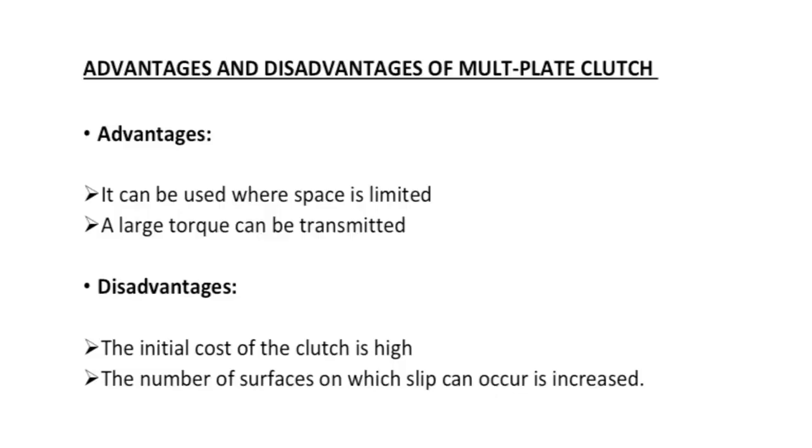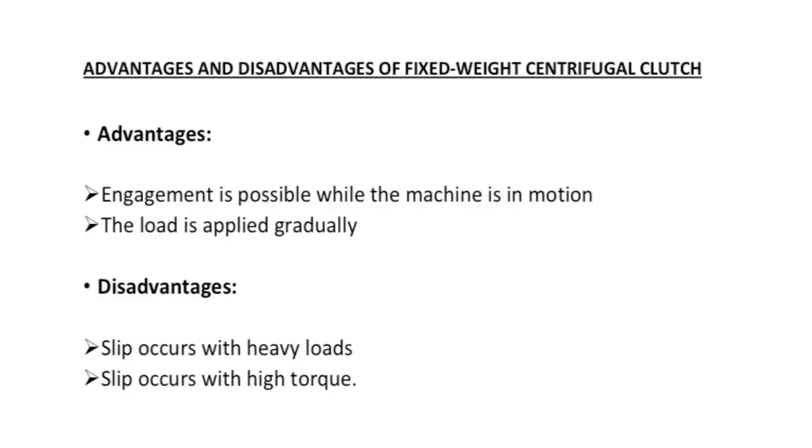Advantages of a multi-plate clutch: they say it can be used where space is limited, and a large torque can be transmitted. Disadvantages: the initial cost of a clutch is higher, and the number of surfaces on which slip can occur is increased. Then advantages now of a fixed weight centrifugal clutch.